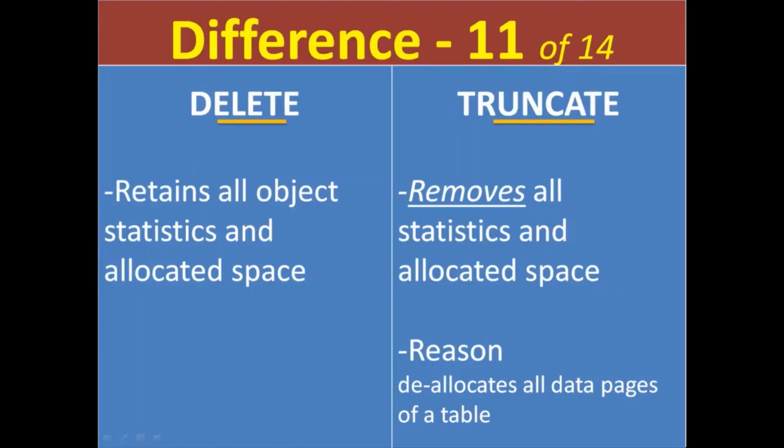Now to point 11 of 14. In case of delete, it retains all object statistics and allocated space, whereas truncate removes all statistics and allocated space. Now what's the reason? The reason is that it deallocates all data pages of a table.